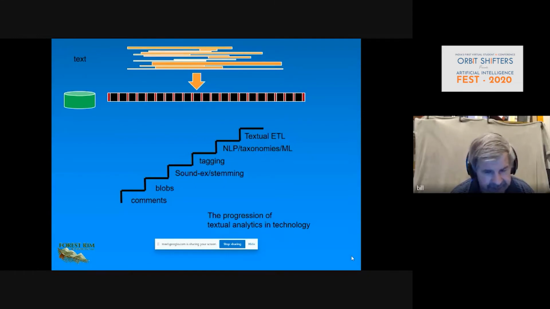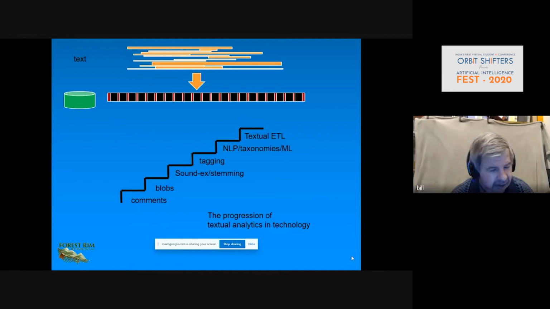After Soundex and stemming, we then had something called tagging. Tagging was really the first commercial approach to doing anything with text. The problem with tagging is that you've got to know what you're looking for before you go into your document. So tagging was definitely a step forward, but it still left a lot to be desired.